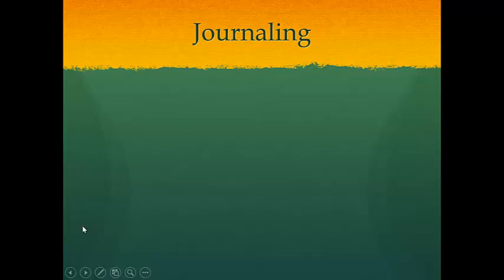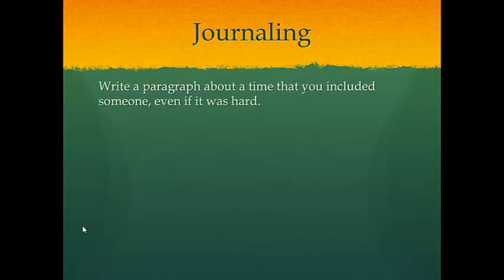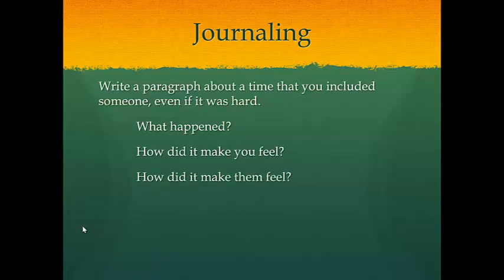This week you'll be getting your journal that you'll be using all year when we do character activities during homeroom. The first thing you'll do is write your name and your top 5 strengths on the cover. Then you'll write a paragraph about a time that you included someone, even if it was hard. So you'll talk about what happened, how it made you feel, and how it made them feel.